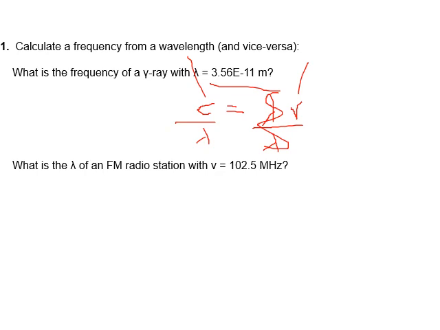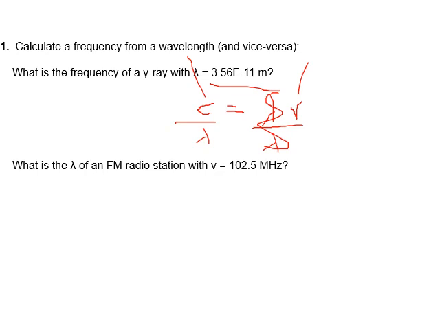So 1 hertz would be 1 cycle per second. A kilohertz would be 1,000, and a megahertz would be 1,000,000. So your FM dial goes from about 88 to 108 megahertz. So that's millions of hertz. So that's obviously a way higher frequency.